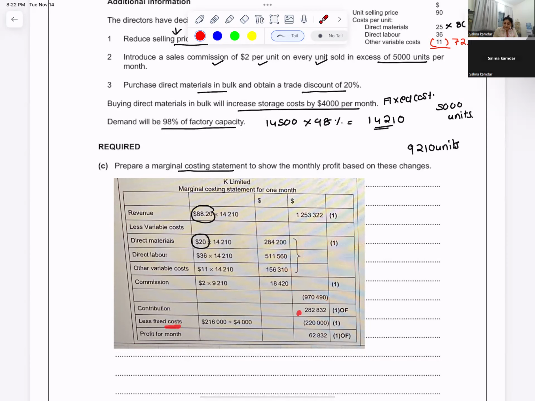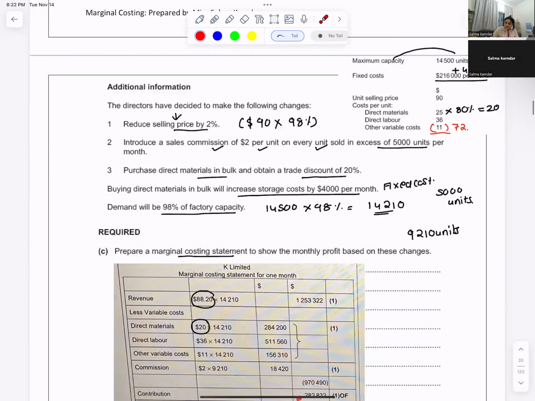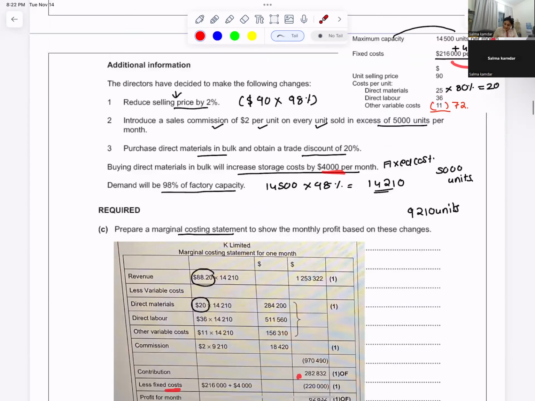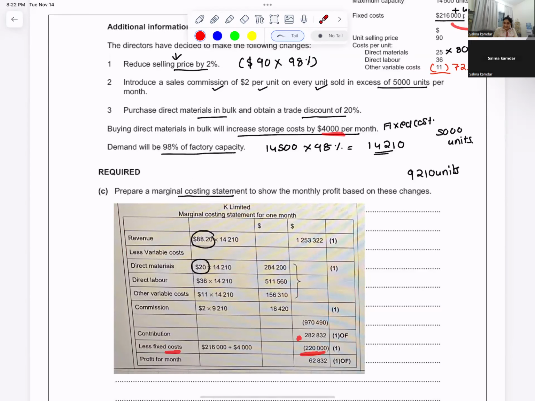I will deduct the fixed cost. My fixed cost is 216,000 plus 4,000. So my fixed cost is 220,000. When I deduct the fixed cost, I will get my profit for the month. So I have prepared a marginal cost statement to show the monthly profit based on the above changes.